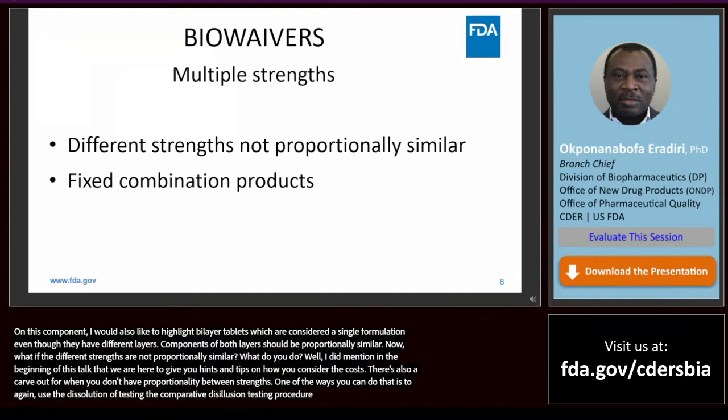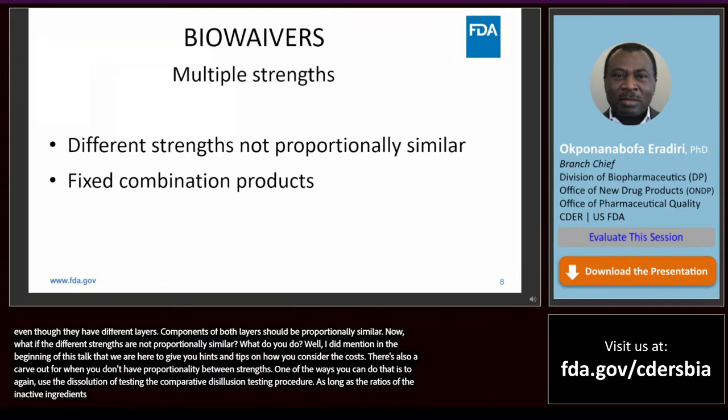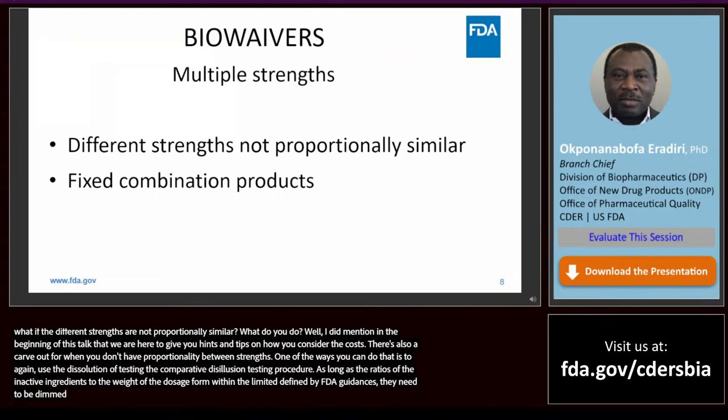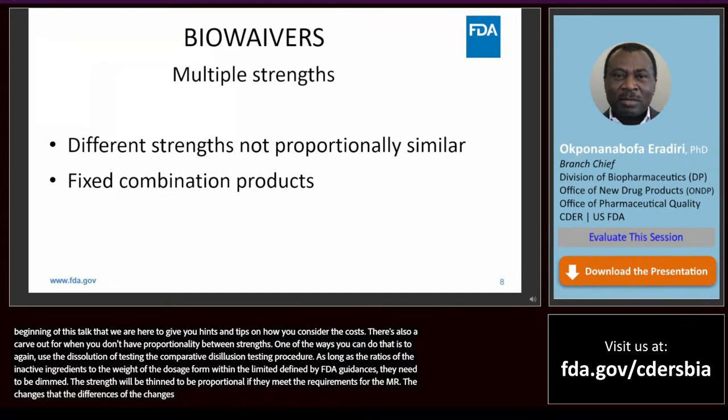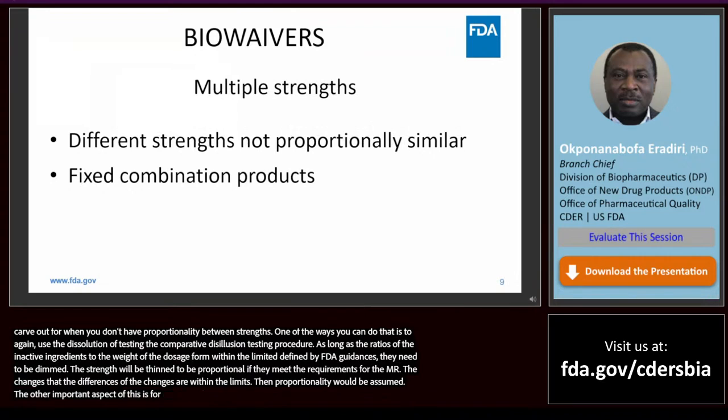procedure. As long as the ratios of the inactive ingredients to the total weight of the dosage form are within the limits defined by FDA's SUPAC-IR and SUPAC-MR guidances, then the strengths will be deemed to be proportional if they meet the requirements for SUPAC-IR and SUPAC-MR, and the differences of the changes are within the SUPAC limits. Then proportionality will be assumed.